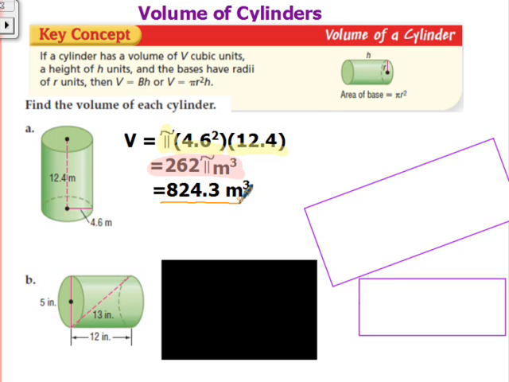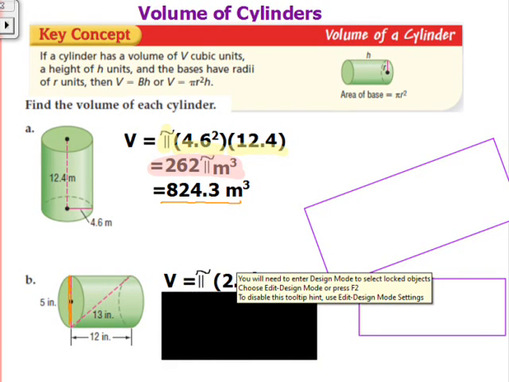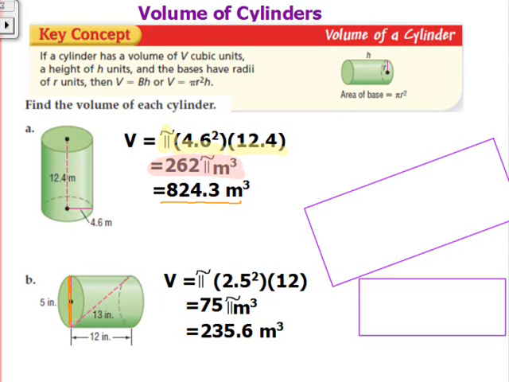If we take a look at part B, same idea. What do you think the most common mistake is here on part B? Using 13 for the height is one common mistake. Another is using 5 for the radius. This 5 right here is the diameter. So when we do pi r squared h, we have to make sure that we change the r. R is 2.5. From there, it's just simple calculation: 2.5 squared times 12 times pi.